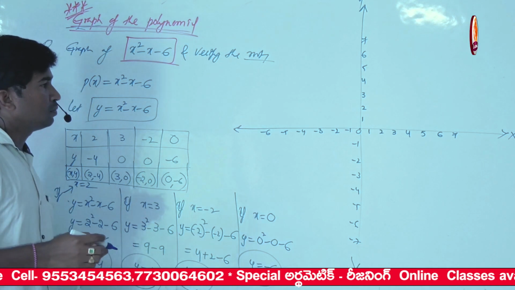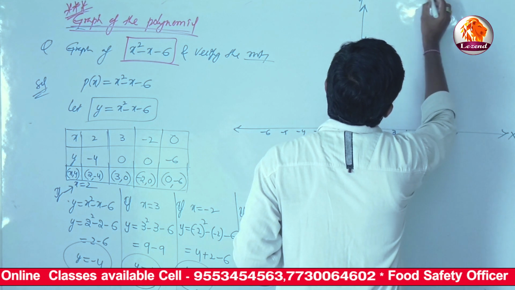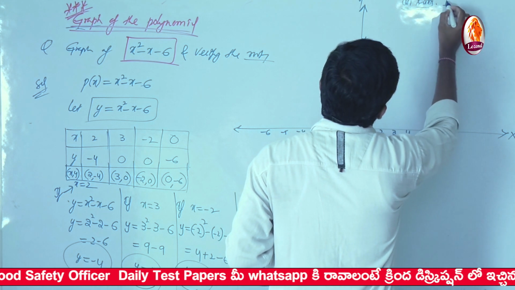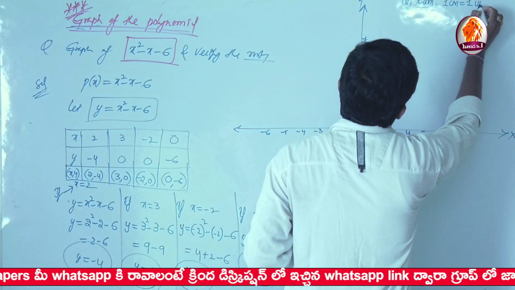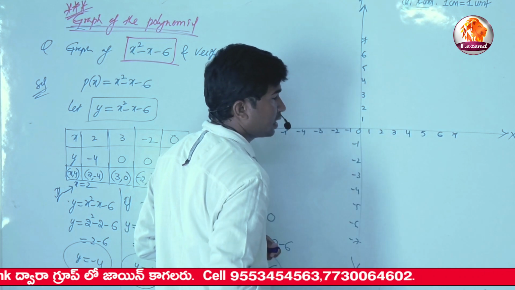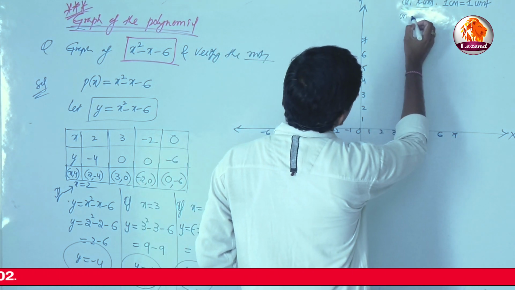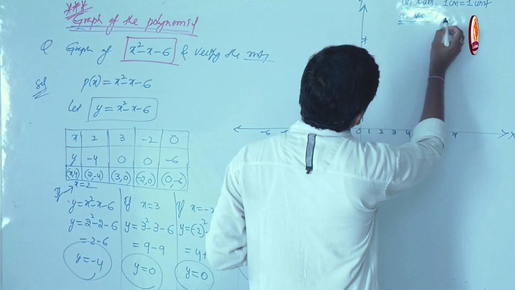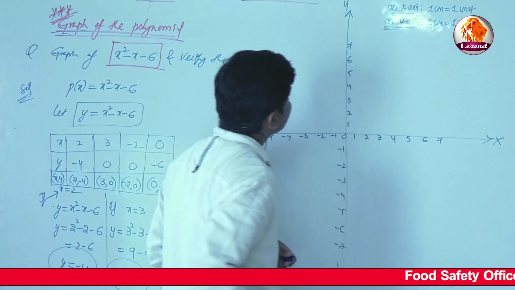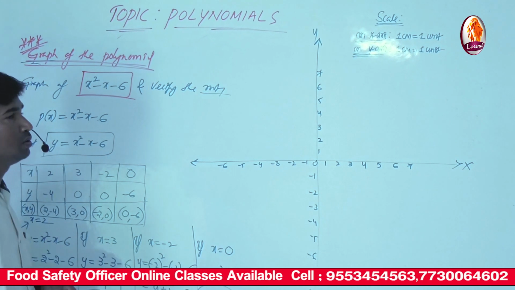Take the x-axis and y-axis. Scale is very, very important. Scale on the x-axis: 1 centimeter is equal to only 1 unit. Here the difference is 1 only, on the x-axis, here and here also. On the y-axis, again the same, 1 centimeter is equal to 1 unit. So on the x-axis 1 centimeter is equal to 1 unit, and on the y-axis also 1 centimeter is equal to 1 unit.